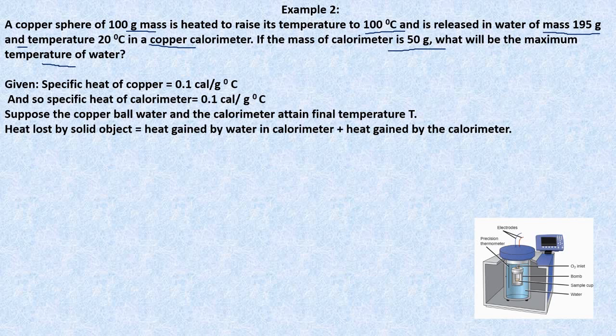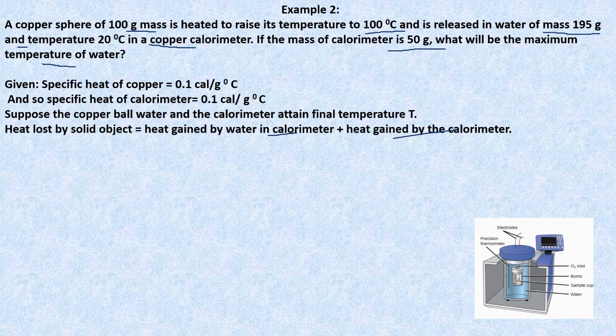So what we can say, the heat lost by the solid object will be equal to the heat gained by water plus the heat gained by the calorimeter. Why do we get this expression? We get this expression because a heated copper sphere is kept inside a small cup, and this heated copper sphere will transfer its heat energy to the water and the calorimeter, right? So heat will be lost by the solid object. So transfer of heat in this case will take place inside the calorimeter.